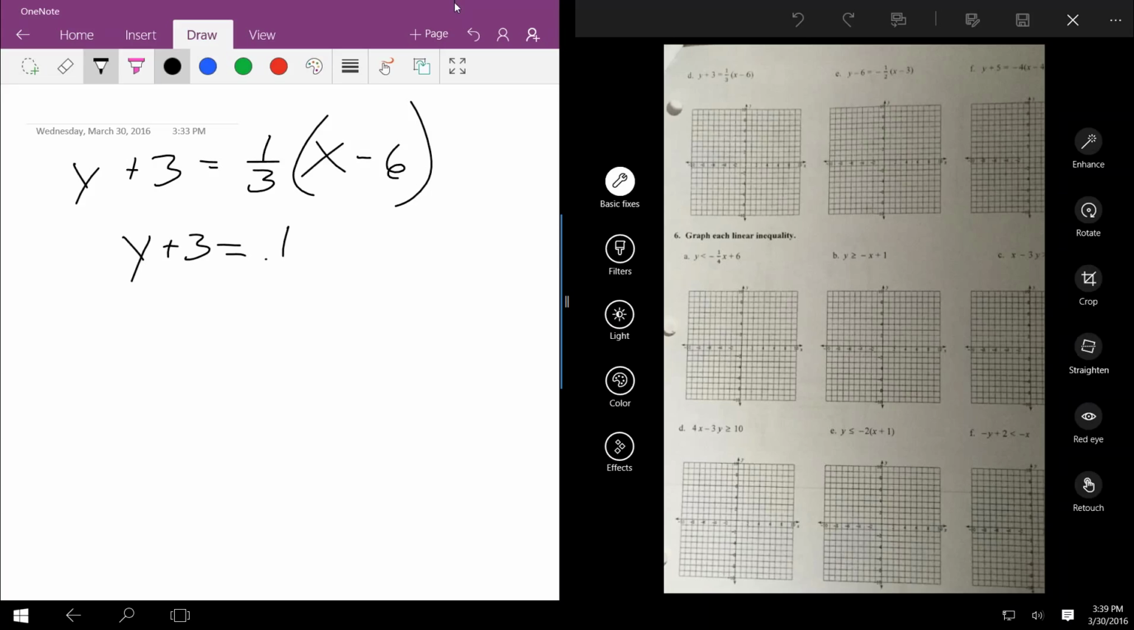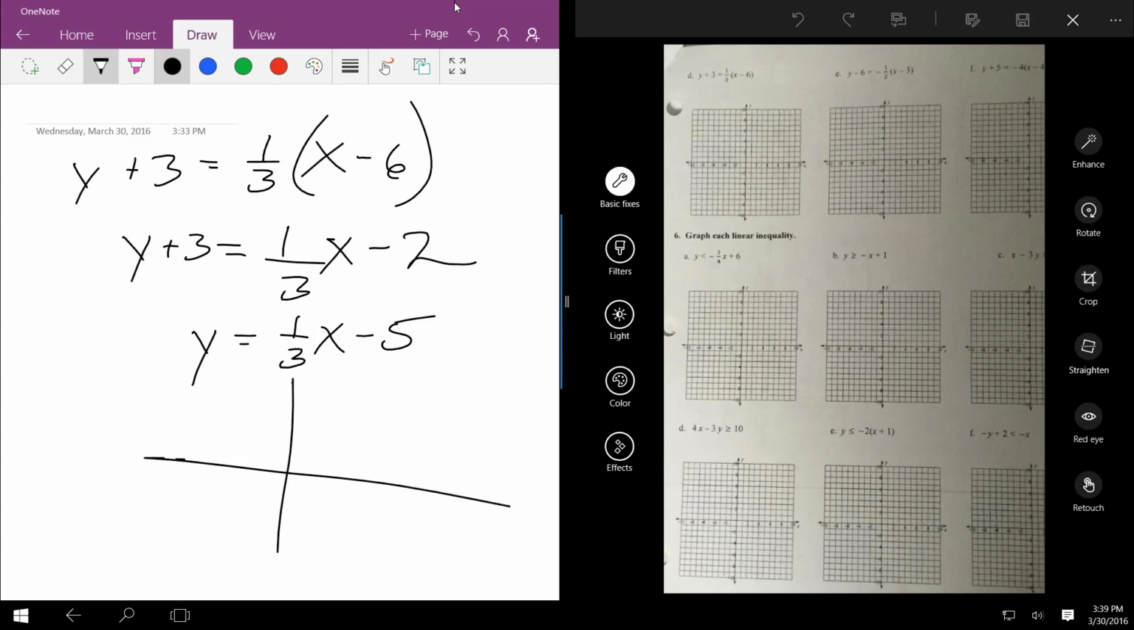1/3 x, y plus 3 equals 1/3 x minus 2. Okay, next step, next line. Subtract the 3. So you'd have y equals 1/3 x minus 5. Now we have it in y equals mx plus b format.